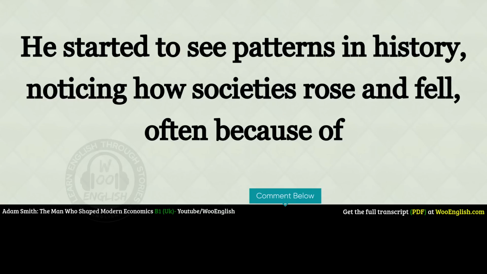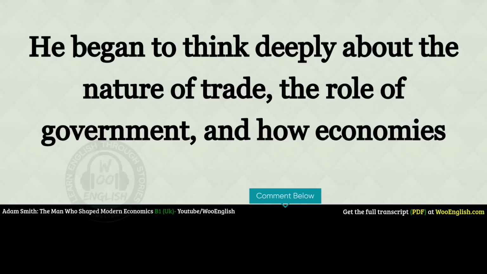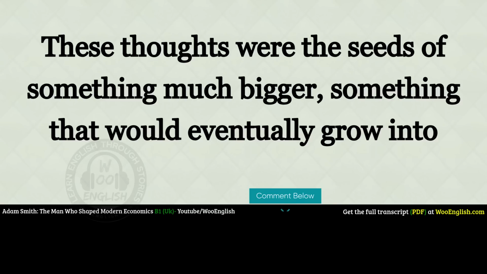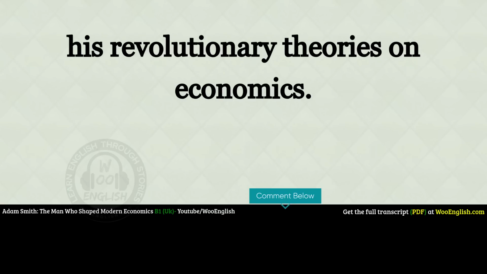He started to see patterns in history, noticing how societies rose and fell, often because of economic factors. He began to think deeply about the nature of trade, the role of government, and how economies functioned. These thoughts were the seeds of something much bigger, something that would eventually grow into his revolutionary theories on economics.